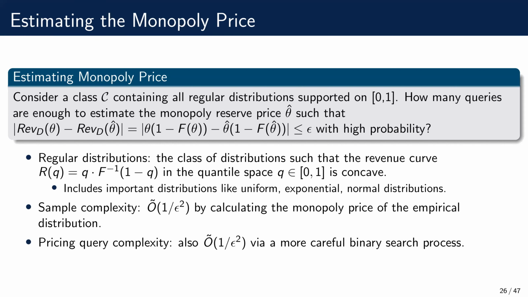The class of regular distributions is defined by those with a concave revenue curve in the quantile space. So it contains some important distributions like the uniform distribution, exponential or normal distributions. The sample complexity for getting the approximately good monopoly price is 1 over epsilon square, by just calculating the optimal monopoly price of the empirical distribution. So we show that for the pricing query complexity, we can also do the same number of pricing queries via a more careful binary search process.